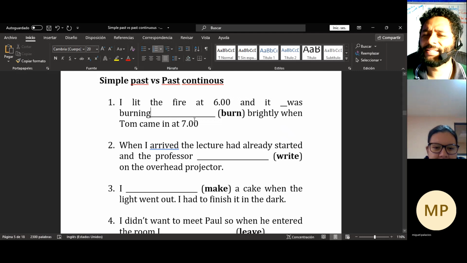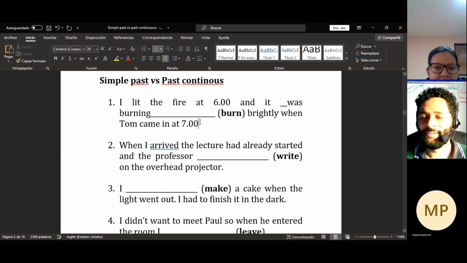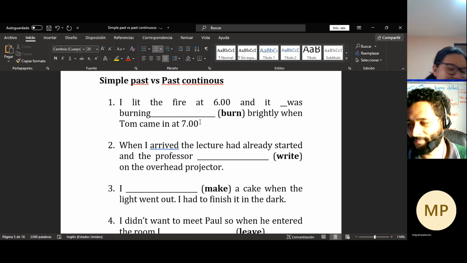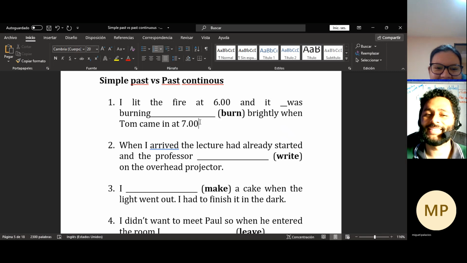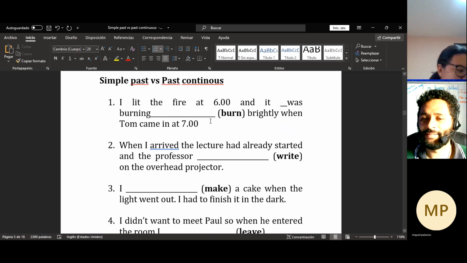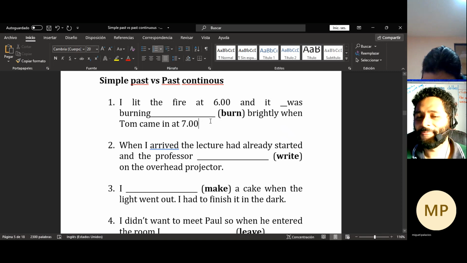Ahora, ¿qué dijiste ahí en español? ¿Qué dice esta idea en español? ¿Toda completa? Yo prendí el fuego a las 6 y estaba, ay, ¿cómo decirlo? Estaba, no sé cómo decirlo. Estaba burn means arder. Ok. Estaba ardiendo. Brightly es, ay, Dios.